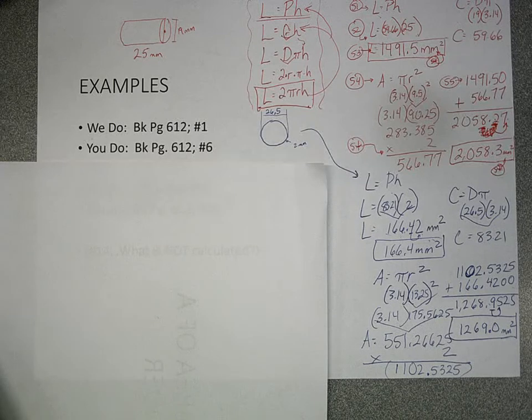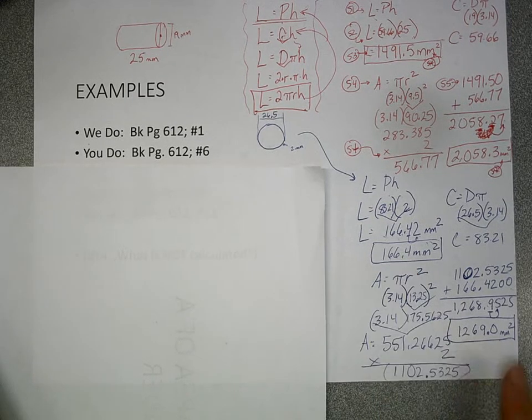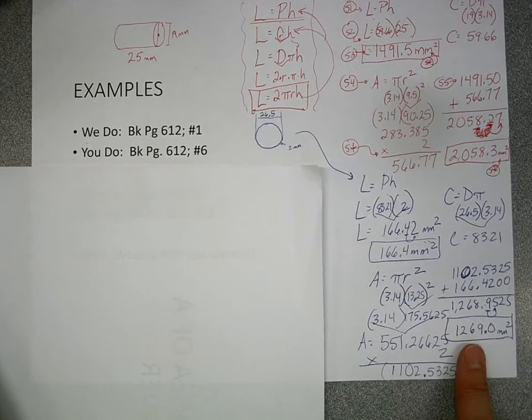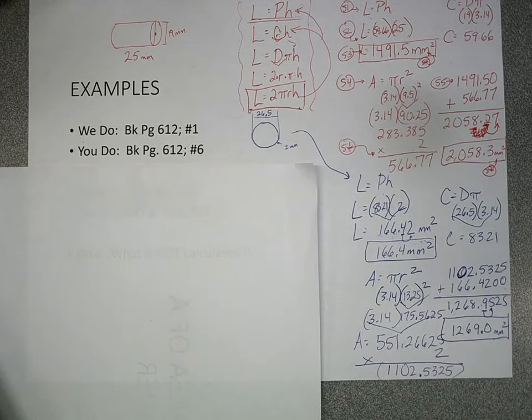If you use the pi key, you would have gotten 166.5 squared millimeters for the lateral area. And then the surface area would have been 1,269.6 square millimeters. So just a slight bit more.